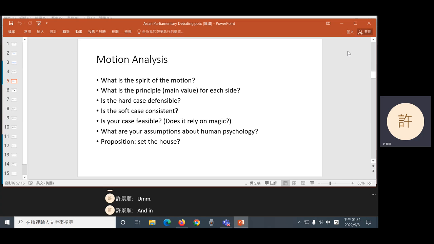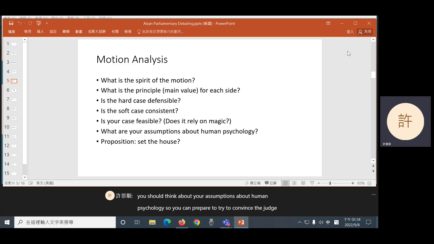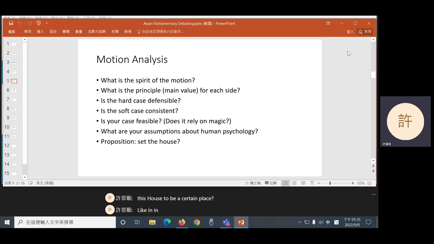And in a debate, it's really hard to prove that people are like this instead of like that. So when you prepare for a debate, you should think about your assumptions about human psychology so you can prepare to try to convince the judge that your picture of human psychology makes more sense. And then finally, if you are the proposition side, you should also think about, should I limit the house? Should we define this house to be a certain place? Like in my earlier example, should we define it as Ming Chuan University? That kind of thing.